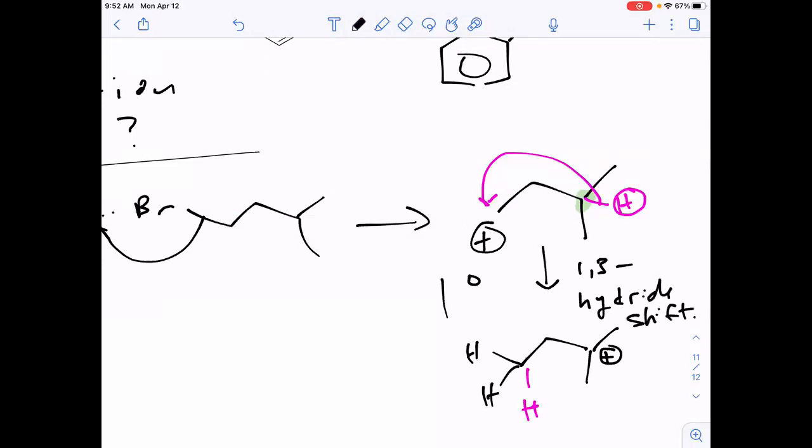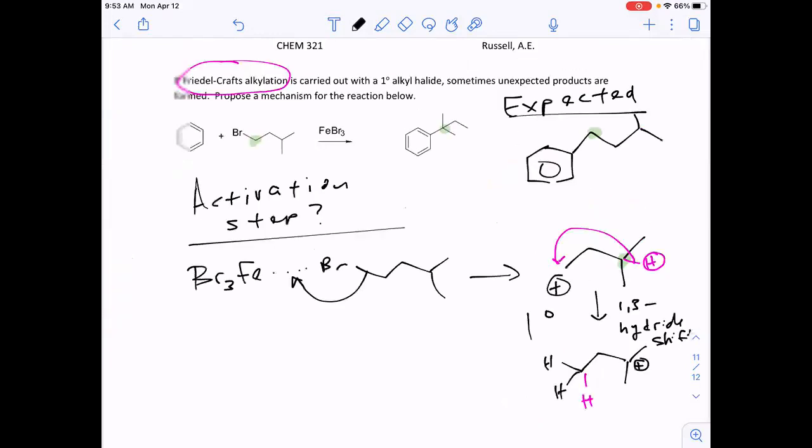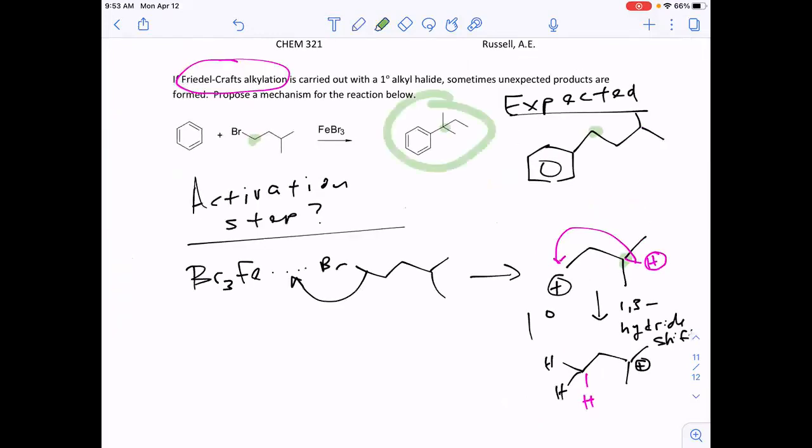A lot of times when you have primary carbocations, they're going to rearrange some kind of way. It's either going to be a hydride shift or a methyl shift, but something has to happen in order to stabilize that primary carbocation. That's not a good carbocation. And then you can see right here in the product that this is the electrophile that got added to the ring, not the initial primary. Any questions about that? If you go through the second and third step in the mechanism there, you can see that.